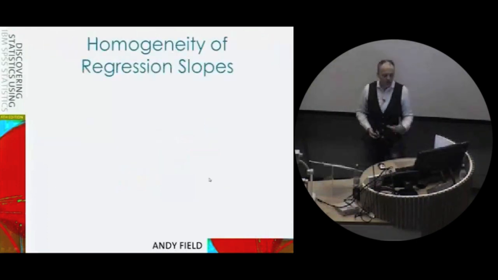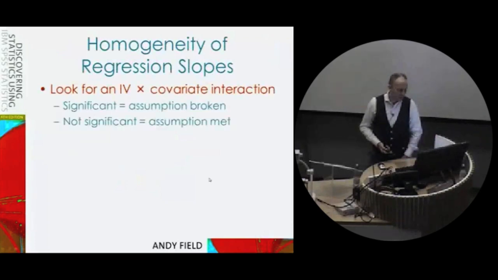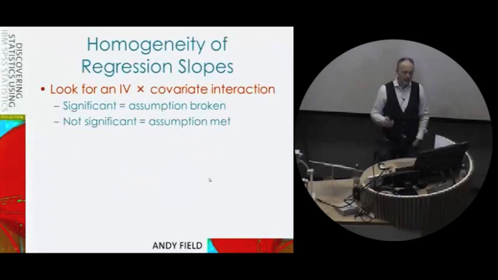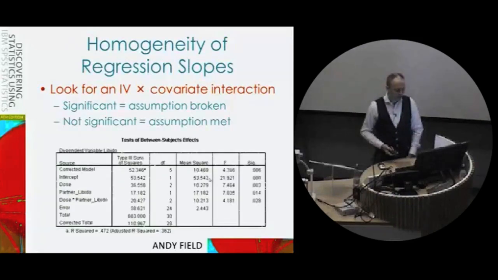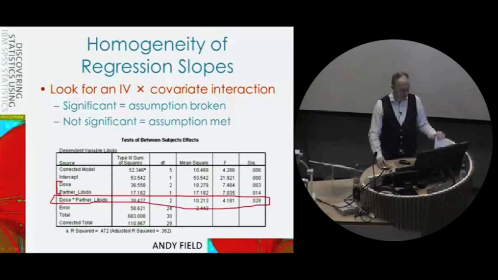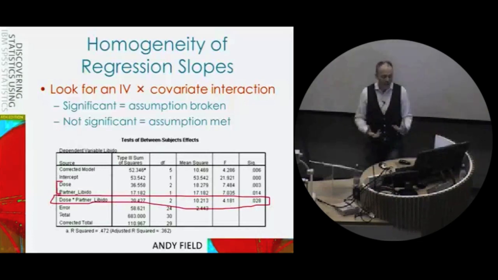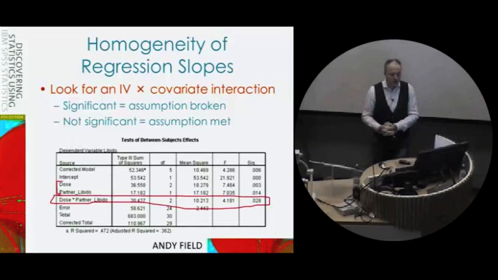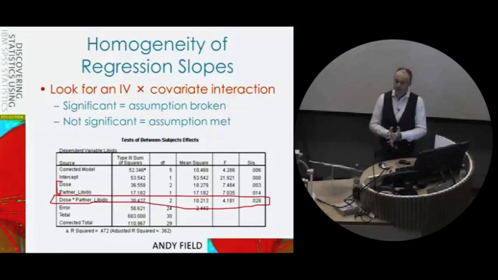How do we test for this? In your lab class, you'll be shown how to get SPSS to look for an interaction between your independent variable and covariate. You'll get a table like this. It's kind of the same as before: we've got an effect of dose and an effect of partner libido. But you'll be shown how to also add in the interaction between dose and partner libido. If that interaction is significant, then this assumption is broken, as is the case here. And if that interaction is not significant, then the assumption is met.